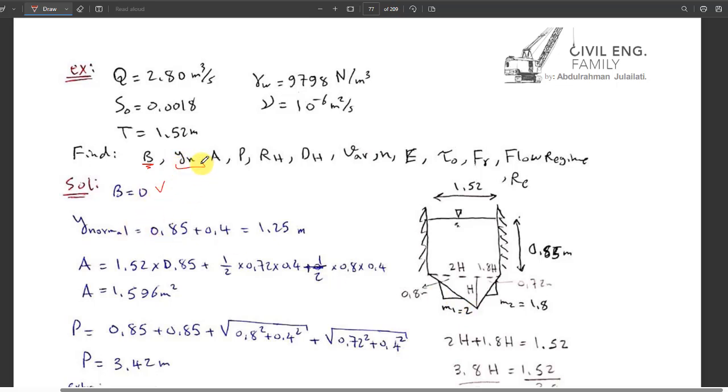Then Yn, they are asking about Yn. How can we get Yn? Here the depth is given, for example this one, 0.85. But what about the rest? How much is this distance, for example? How much is it? Okay, so what should we say about this one?